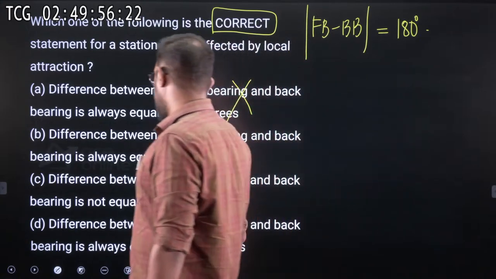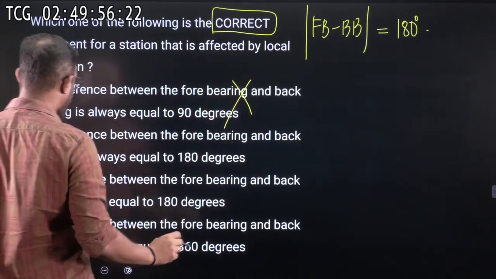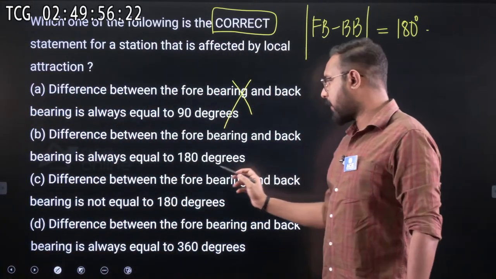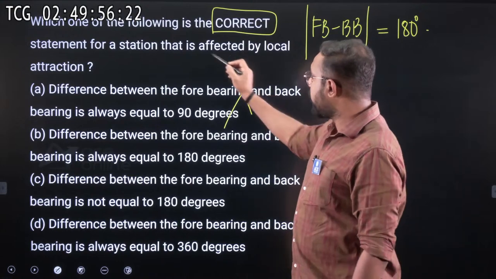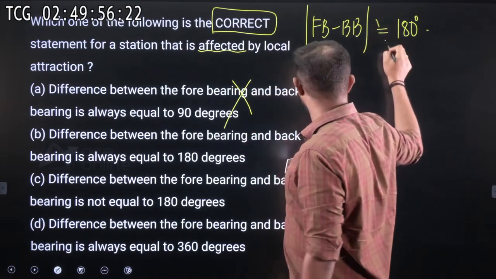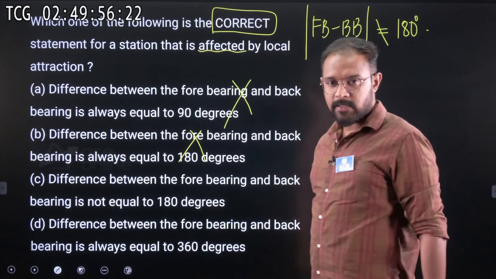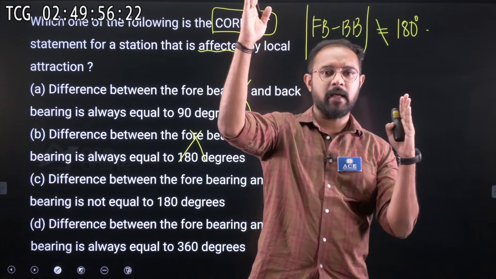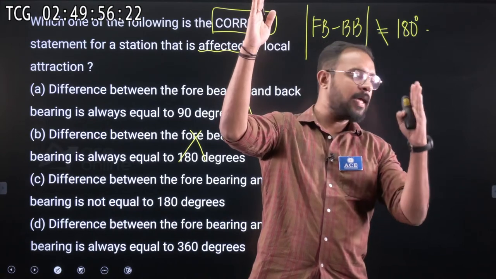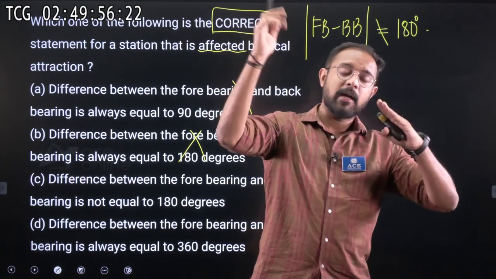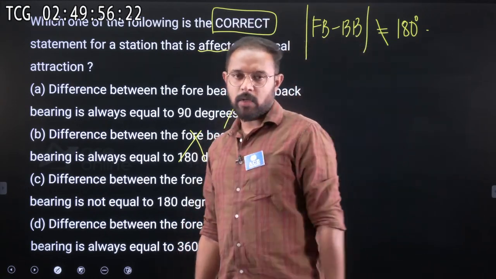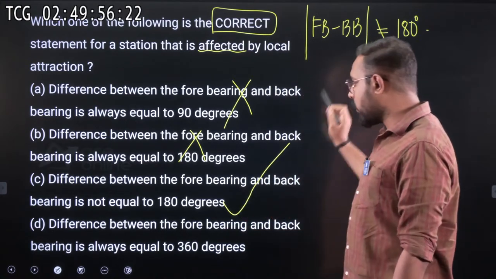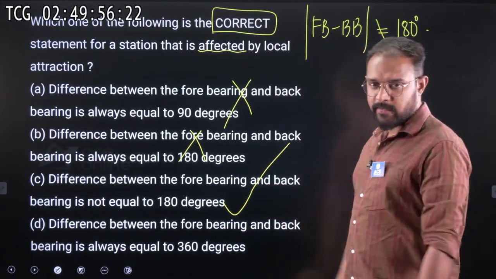The difference between the forebearing and backbearing of the line is always equal to 180 degrees. So if it is affected, this relation is not satisfied. That is the problem. If the two meridians are parallel to each other, we get a difference of 180. If one magnetic meridian at A is like this, and the second magnetic meridian at B is like this, the difference will not be 180. That means there is local attraction. The difference between forebearing and backbearing is not equal to 180 degrees. That is the best possible answer we can select.